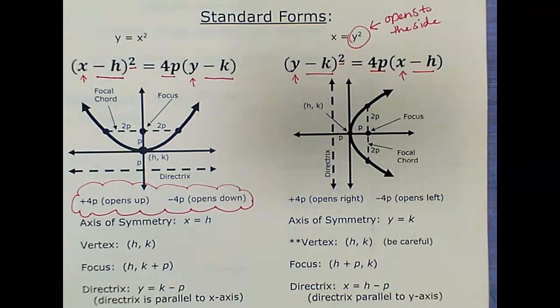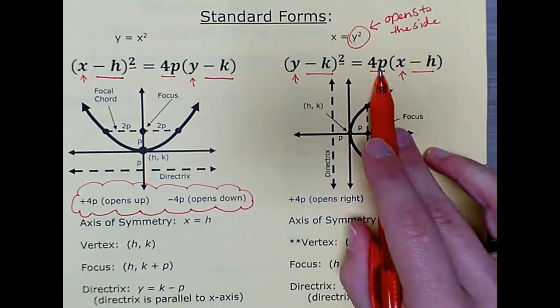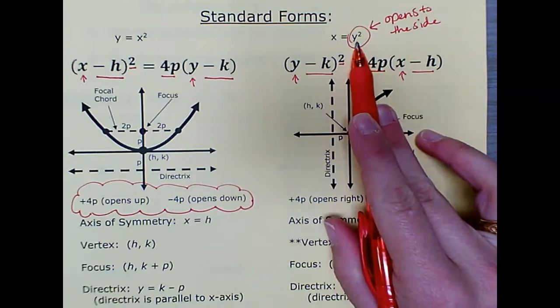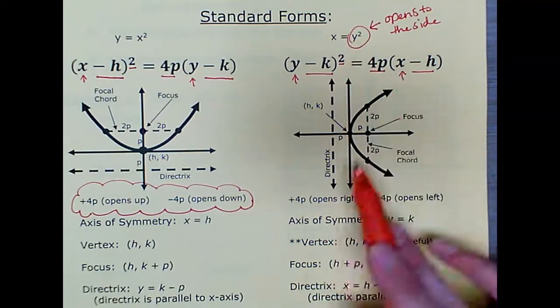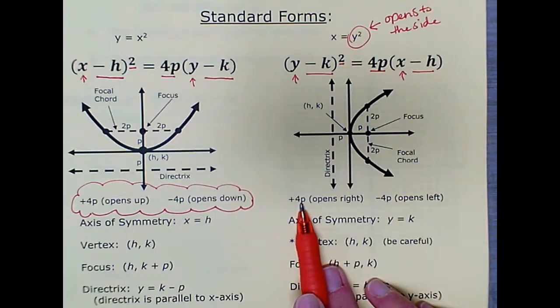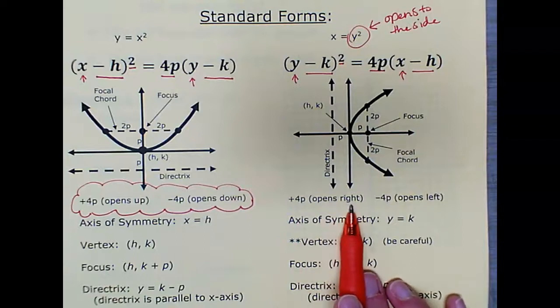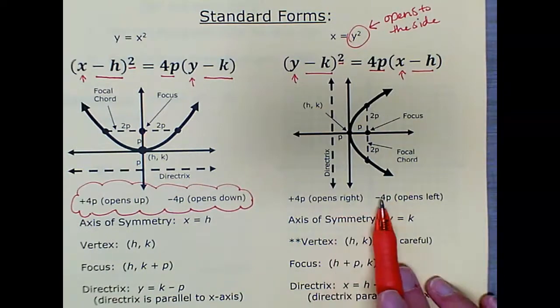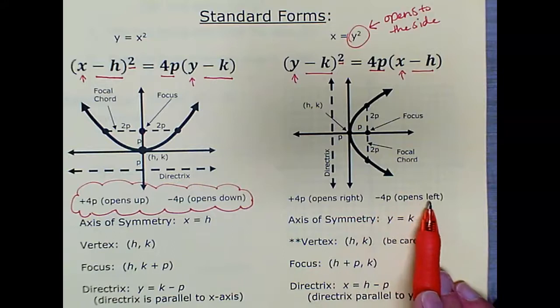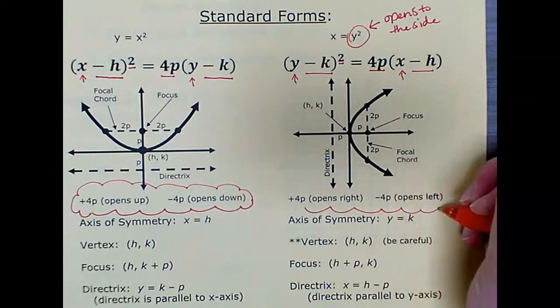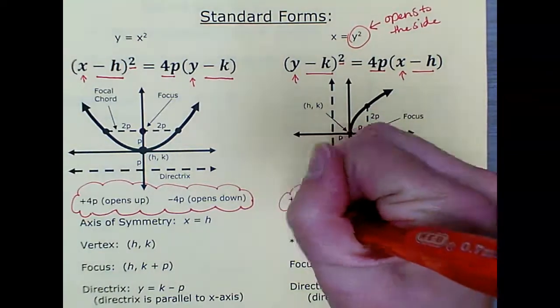Now it's also possible that 4p will be positive or negative over here when the parabola opens sideways. And obviously that means that your parabola won't open up or down, but it will change direction based on your 4p. So if the 4p value is positive when y is being squared, then the parabola is going to open to the positive direction. It's going to open to the right. But if 4p is negative, then the parabola is going to open in the negative direction and it's going to open left. So these are things that you definitely want to make sure you memorize.